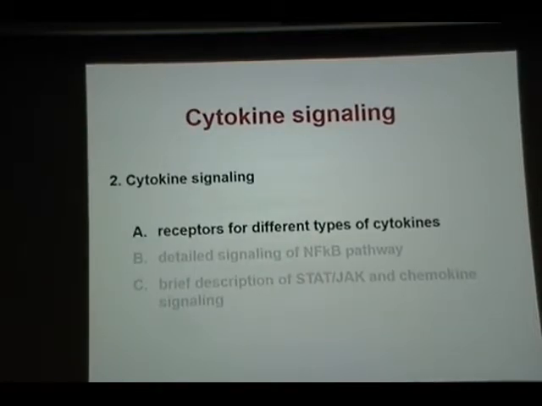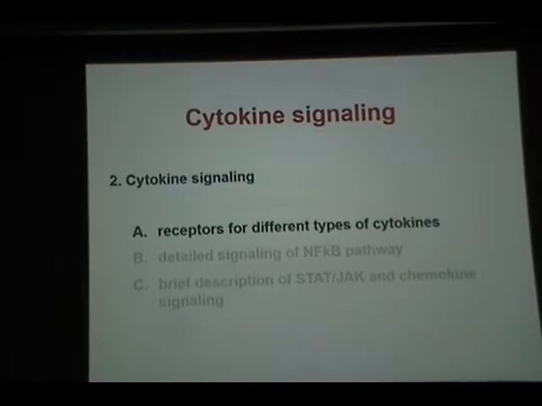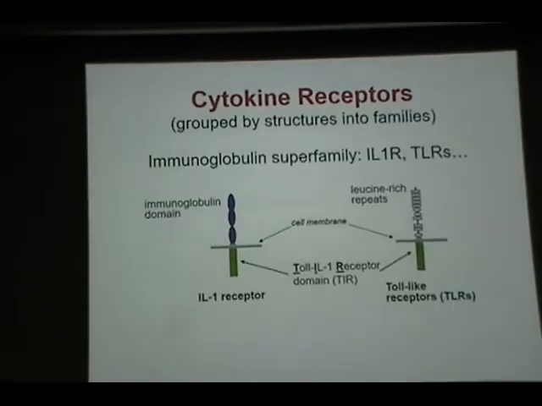So the first thing I just want to talk about is some receptors for different types of cytokines. Most of the time, we group those receptors by their structures. Those include the immunoglobulin superfamily of receptors, including the IL-1 receptor and TLR, toll-like receptor family members.